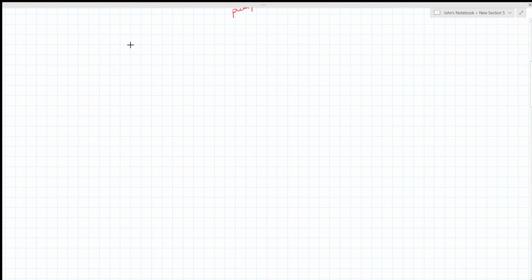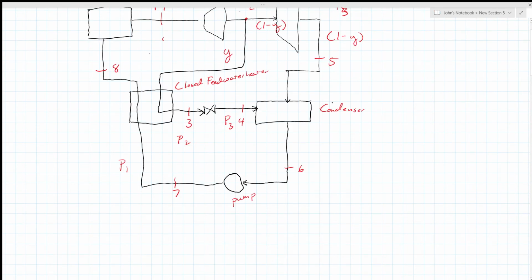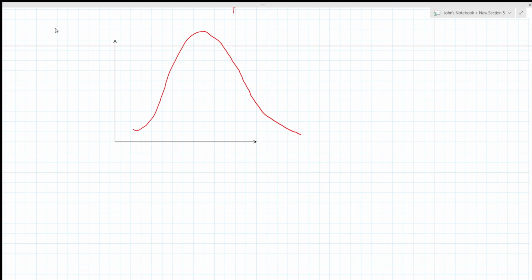Alright, let's create our TS diagram. Okay, if this software decides to cooperate. I don't know why it's not. Come on. There we go. Now, you're going to notice this drawing is not going to be great. So, fair warning.